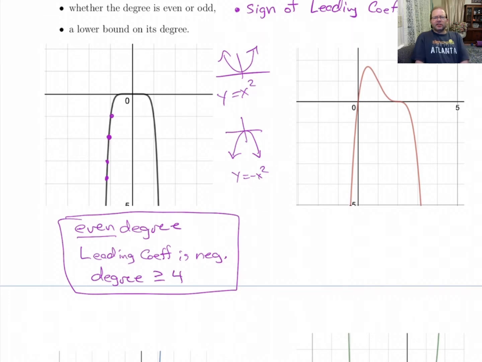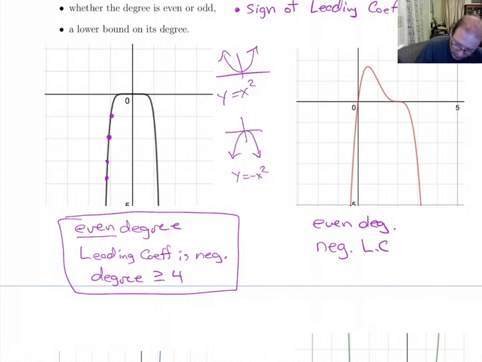All right, let's look at the next one. The next one, both ends are going down again, so just like before, this one has even degree and a negative leading coefficient. But what about the exact degree of the thing, or a lower bound on the degree? There are actually two things we can use to determine the degree.